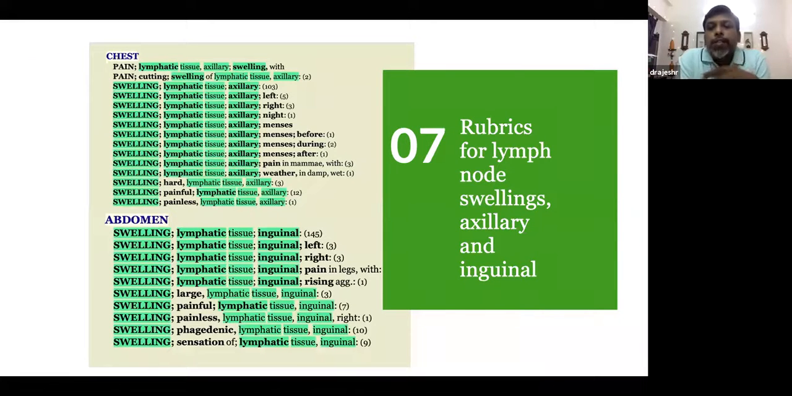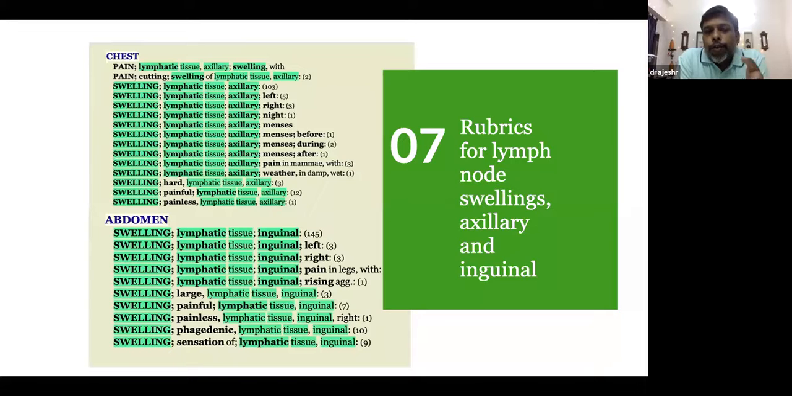And then there is another question: lymph nodes. Where do we see swelling of the lymph nodes in the axilla, in the inguinal region? So it's quite easy. Just type swelling lymph. The mistake that we make here is we type lymph node rather than typing lymphatic tissue, but that is how it is in the definition.